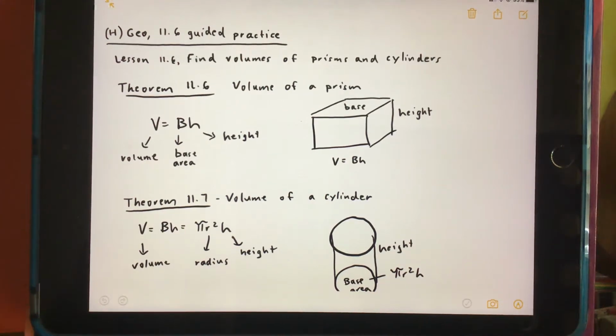Hi, geometry classes. We're working on lesson 11.6. We're going to go over the guided practice for this lesson where we are finding volumes of prisms and cylinders.